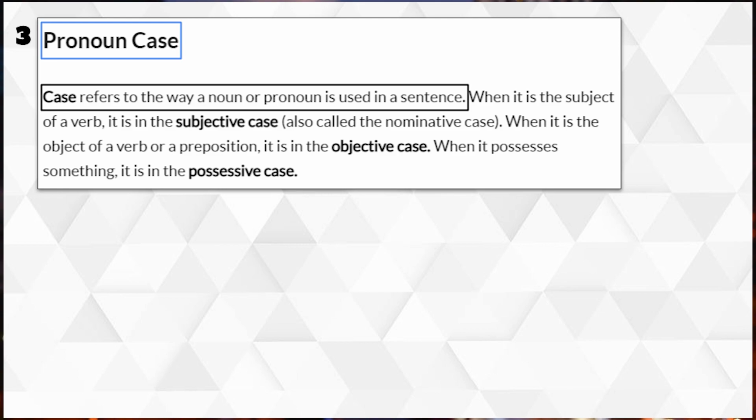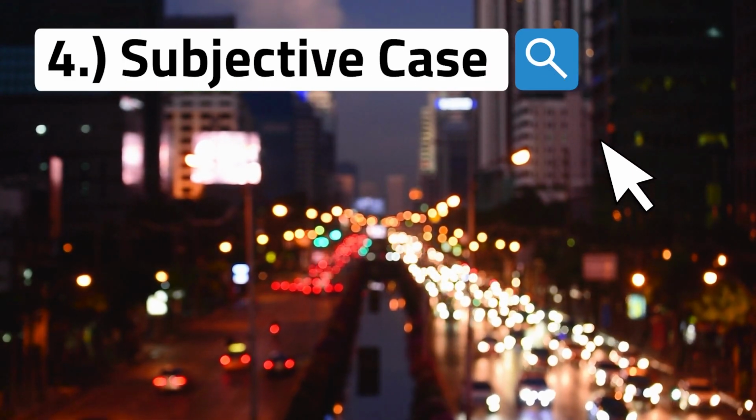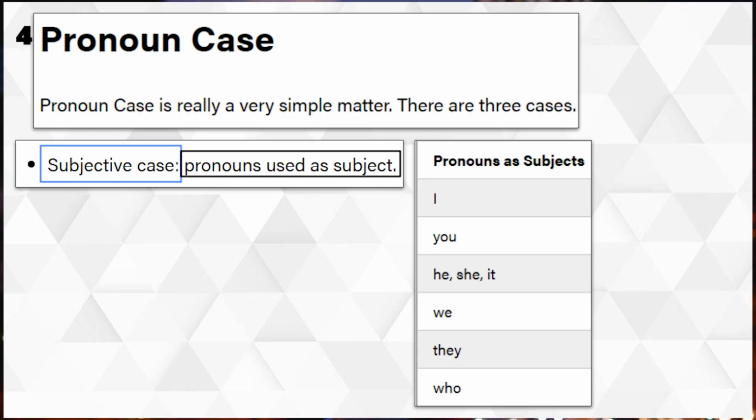Term number 4 for this week is going to be subjective case, as we just mentioned under pronoun case. Subjective case means pronouns used as a subject in a sentence. So if you see the kind of table that we have on the right, pronouns as subject, you have I, you, he, she, it, we, they, and who. Those are going to be subjects.